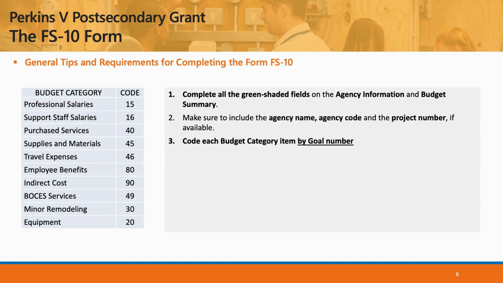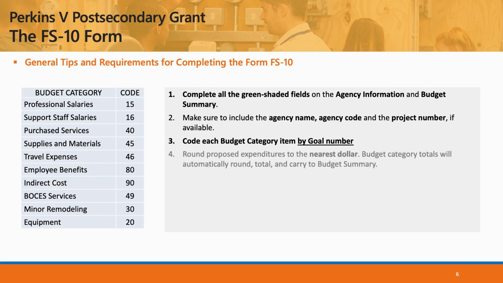or the expenditures proposed. Enter figures from Perkins 5 grant application, Goal Format, Chart 8, Goal Staff, and Chart 9, Goal Budget. We will offer specific examples in the next several slides. Round proposed expenditures to the nearest dollar. Category totals will automatically round, total, and carry to your budget summary.